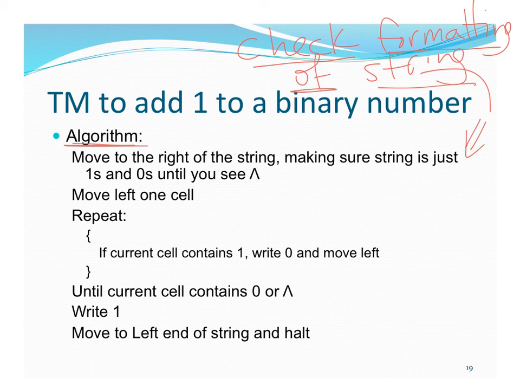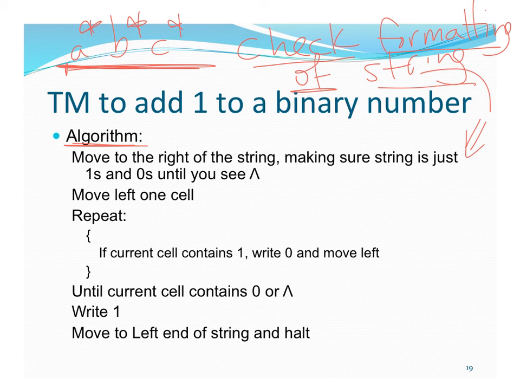If I'm trying to have something that is of the form A star, B star, C star, then my first step may be to move along making sure I have all A's, followed by all B's, followed by all C's, and then go back to the beginning. Well, actually, if it's A star, B star, C star, I don't have to go back to the beginning. I could just go to the end and make sure it's all of the right form.